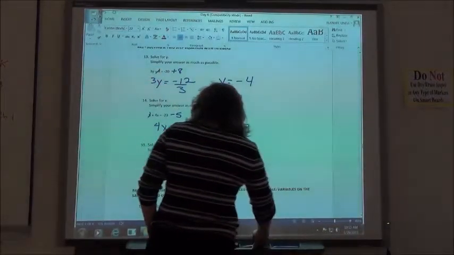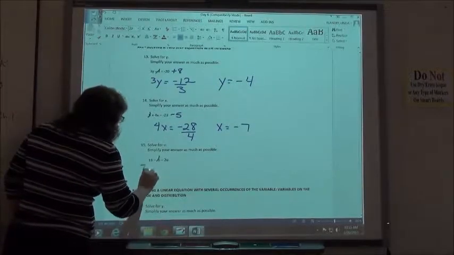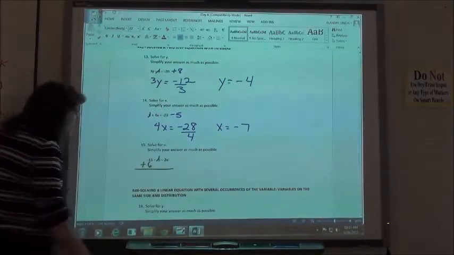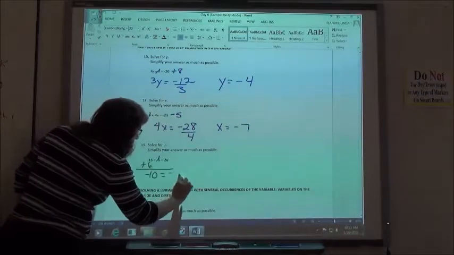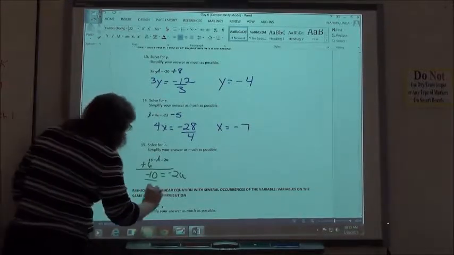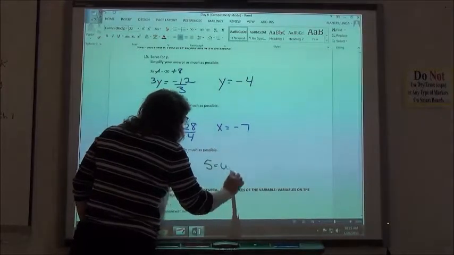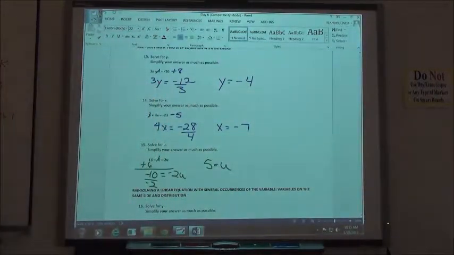Number 15, same kind of thing. Negative 16 equals negative 6 minus 2u. I want to solve it for u, so the first thing I would do is add that 6 and move that to the other side. Negative 16 plus 6 would be negative 10 equals my negative 2u. And then I'm going to divide. Negative divided by a negative gives me a positive 5 for my answer for u.